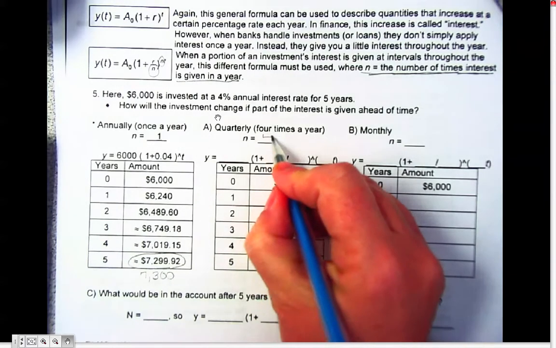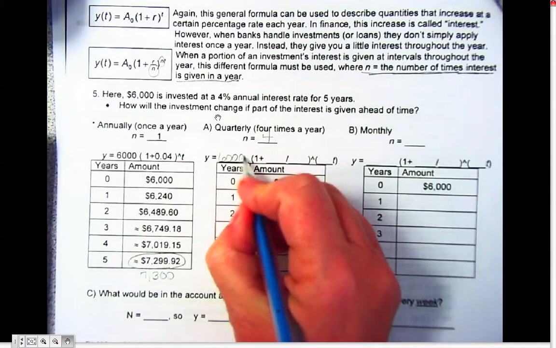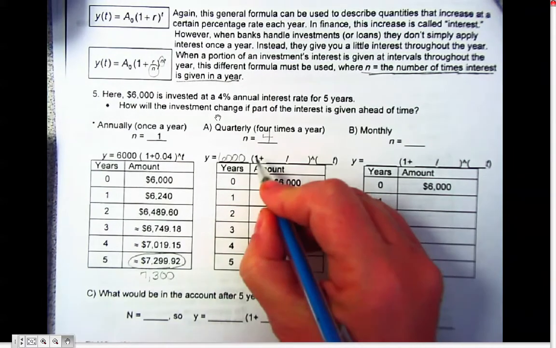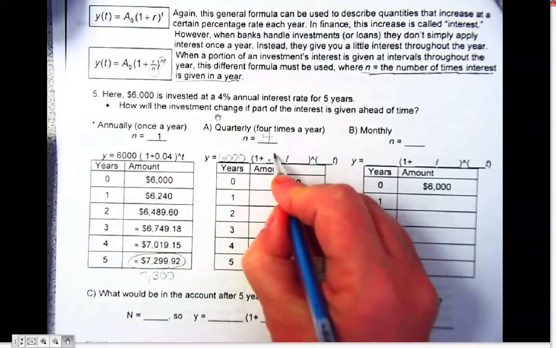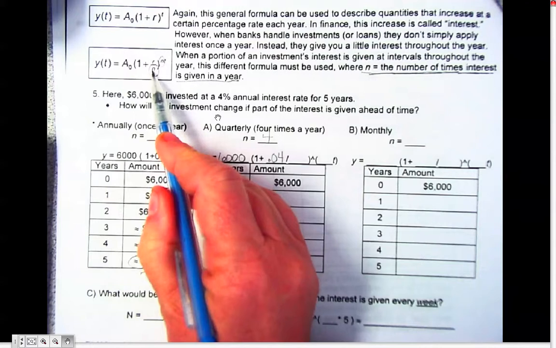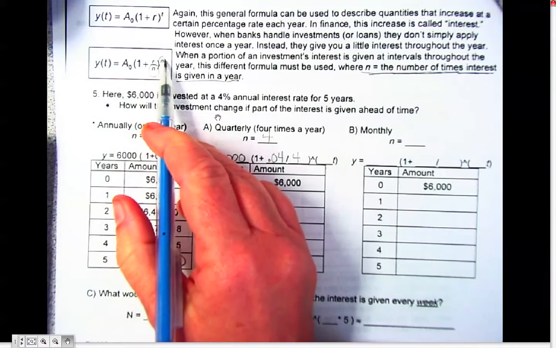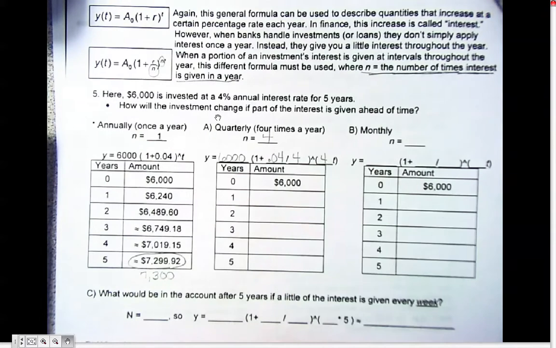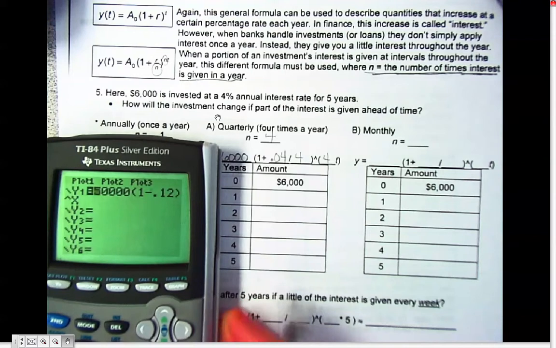Quarterly is 4 times a year, so N will equal 4. And we start with the $6,000 that we're investing, and then we do 1 plus the rate, which is 0.04 or 4%, divided by the N, which is 4, and then to the 4 times T power. Okay, then the tricky part is putting this in your calculator correctly.